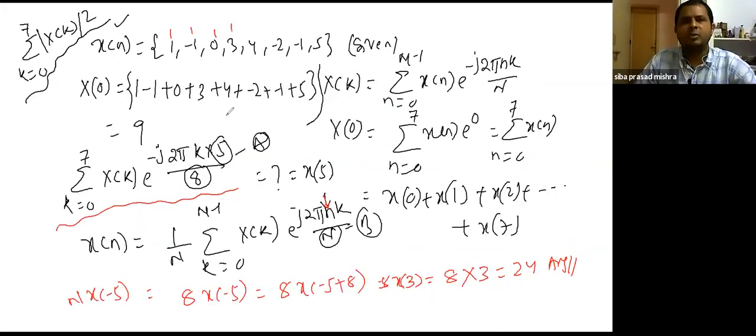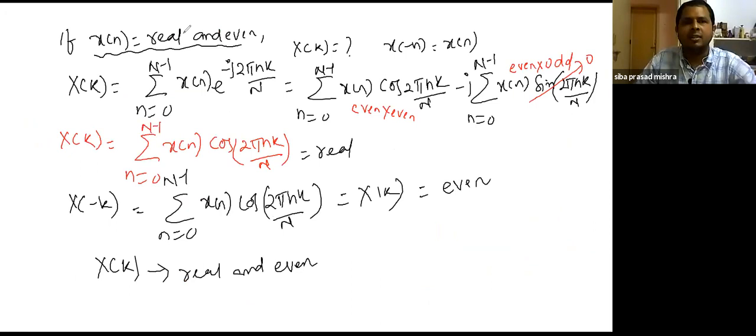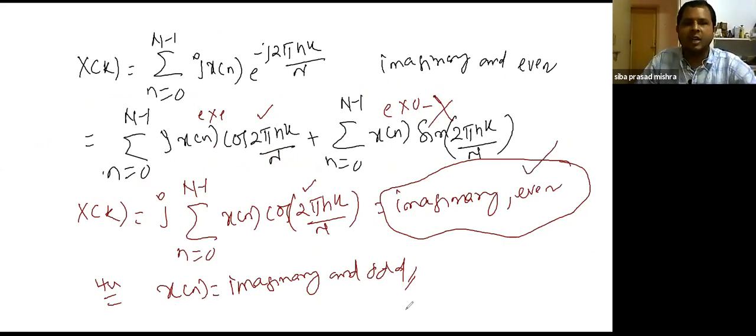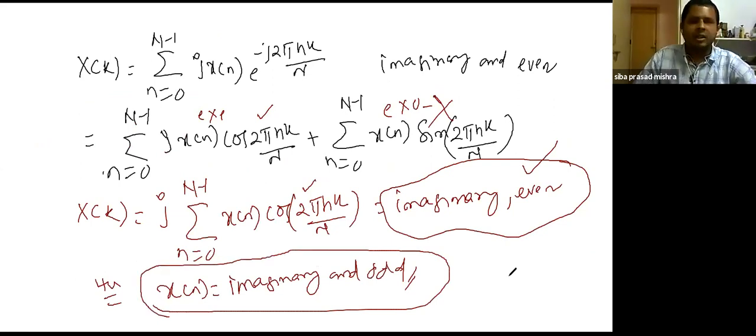We will discuss more problems in the next class, don't worry. At the end we did the analysis: what will happen to the DFT of a sequence if the sequence is real and even, real and odd, imaginary and even, and finally imaginary and odd. I've left it for you people to do the analysis by yourself. Next class we will discuss some problems related to DFT, and if time permits we will go to a new topic, the overlap save method and overlap add method.